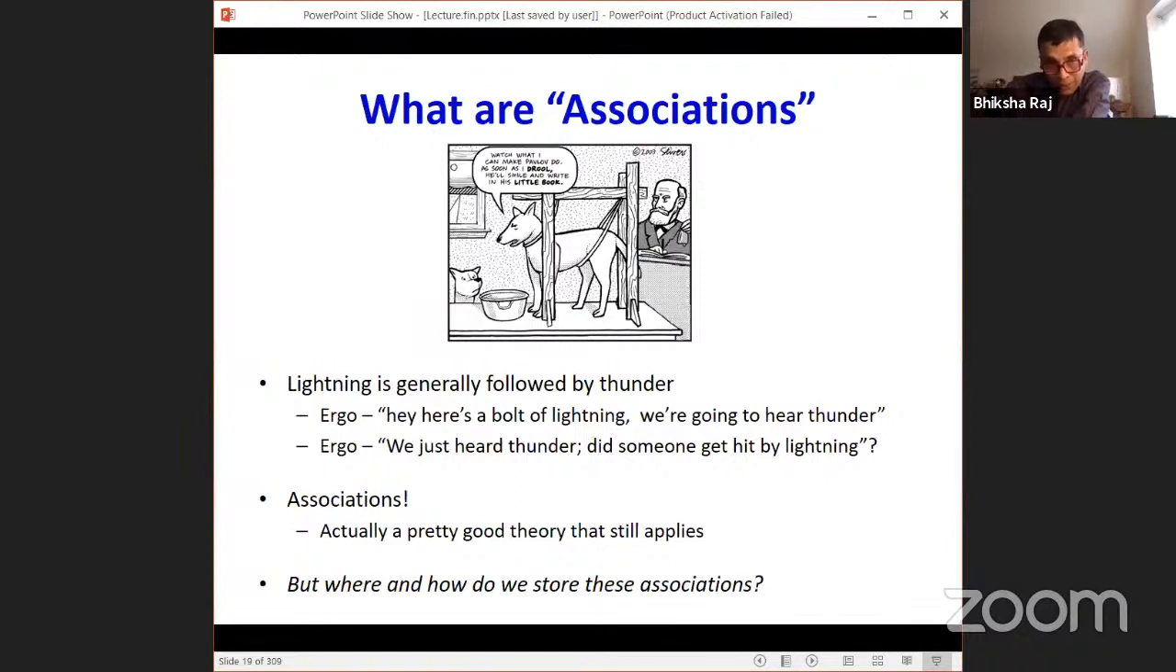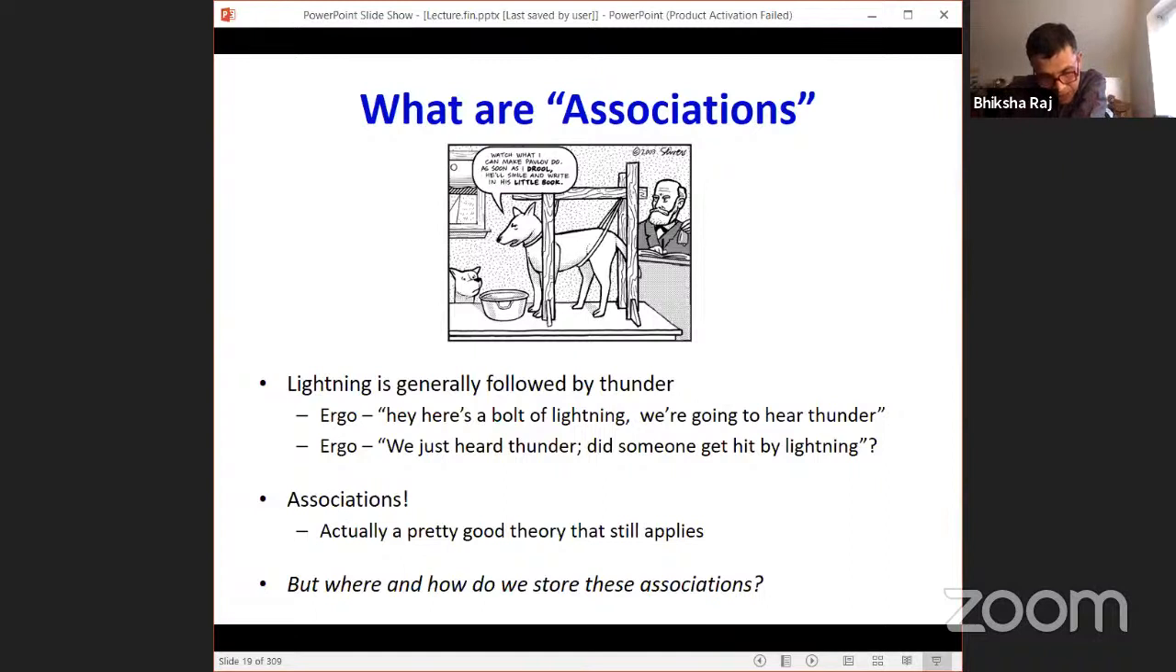Lightning is generally followed by thunder. This is your experience in life. So eventually, you begin associating lightning with thunder, not just the events, but also the temporal order. As a result, anytime you observe some lightning, your immediate expectation is that you're going to hear some thunder now. Or if you hear some thunder, then you're going to think a lightning has struck someplace just a little while ago.